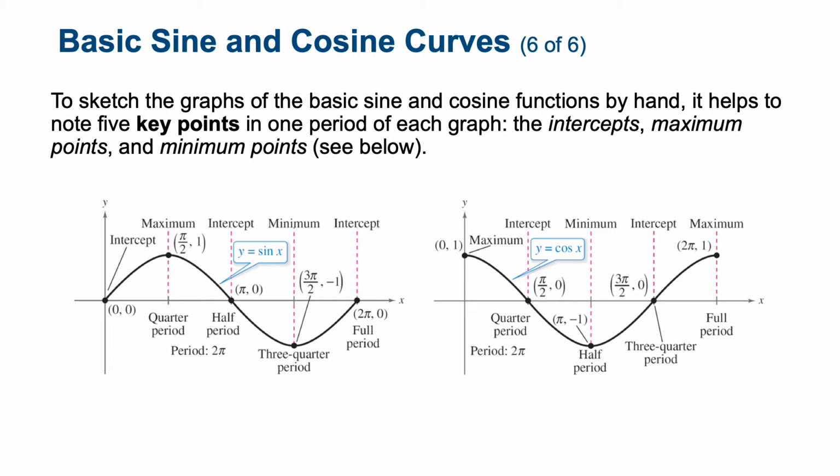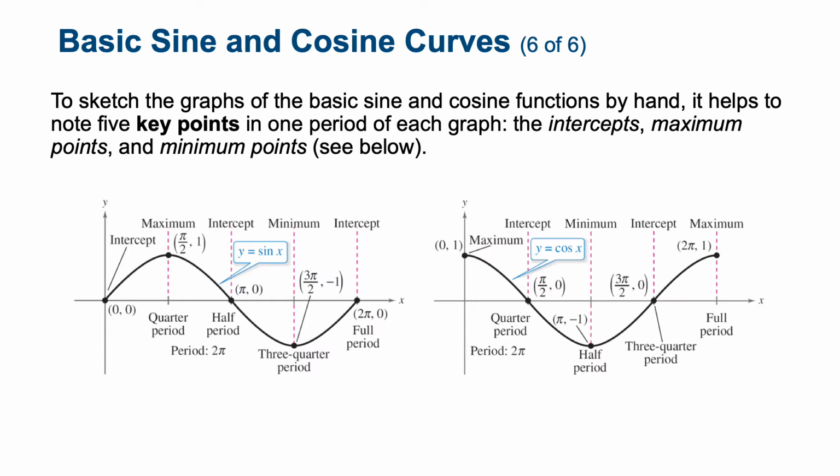begins at a maximum, right? It begins at y equal 1. It comes down to 0 at the first quarter period, which is pi over 2. Okay, it has an intercept there. And then down to negative 1. So it has a minimum at pi, which is the half of the period.